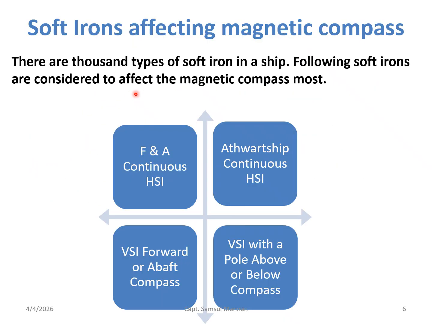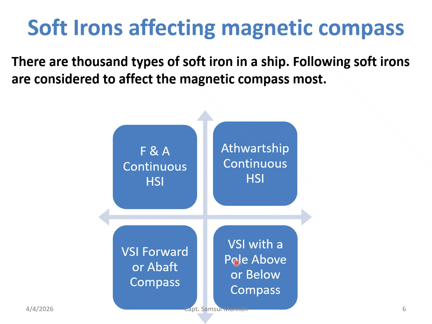On board ship, there are thousands of pieces of soft iron. The following soft iron are considered to affect the magnetic compass most. The first one is fore and aft continuous HSI, which runs in the forward and aft direction. Athwartship continuous horizontal soft iron, or HSI, runs in the port and starboard direction.